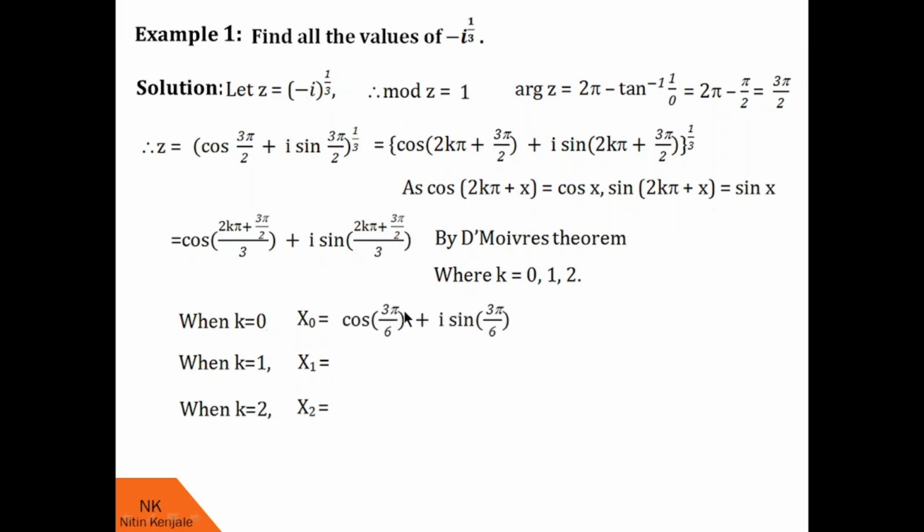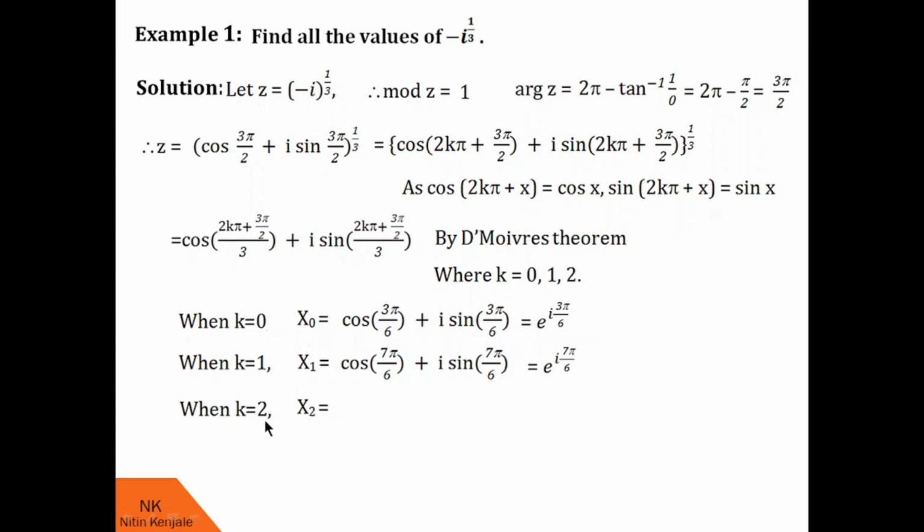That is cos of 3 pi by 6 plus i sin 3 pi by 6, which is the same as e raised to i 3 pi by 6. Now let's substitute k is equal to 1 over here. We get x1 is equal to cos of 7 pi by 6 plus i sin 7 pi by 6, which is e raised to i 7 pi by 6.